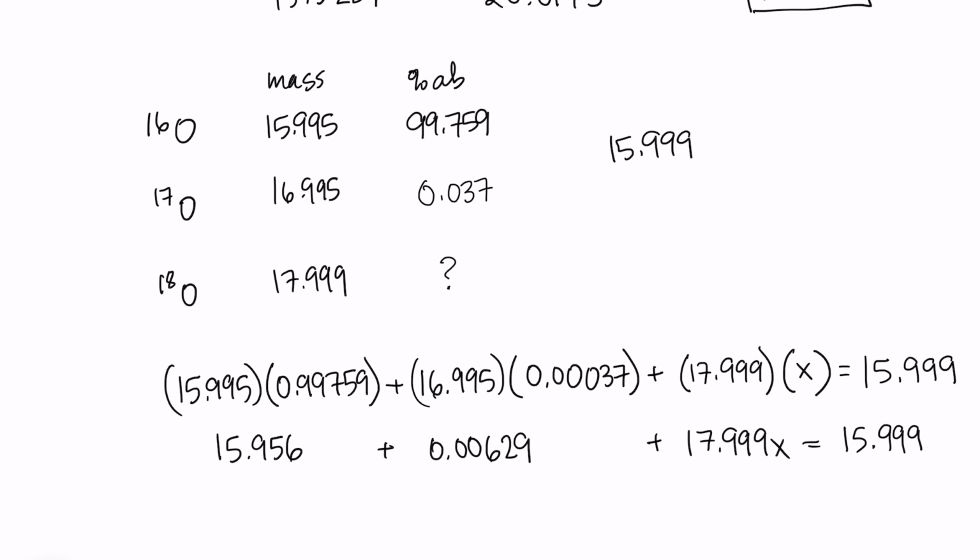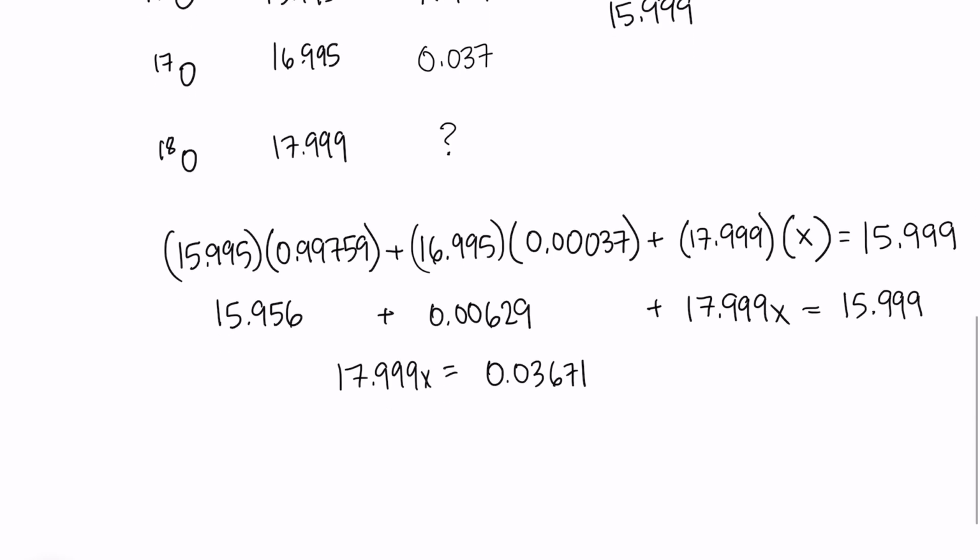I'm going to subtract these two from my 15.999, so I'll get 17.999x equals 15.999 minus 15.956 minus 0.00629. And that gives me 0.03671. I'm going to divide both sides by 17.999. And I get x equals 0.00204, which would be the same as 0.204% abundance.